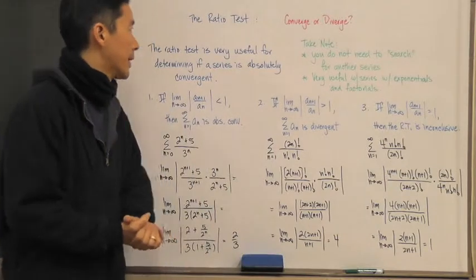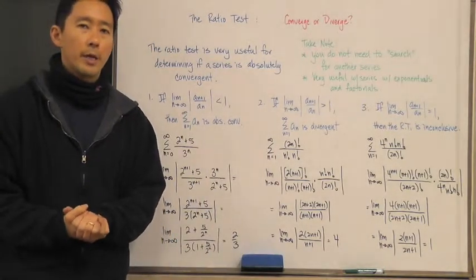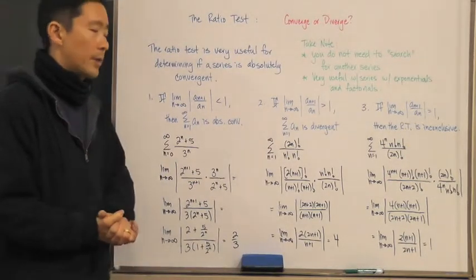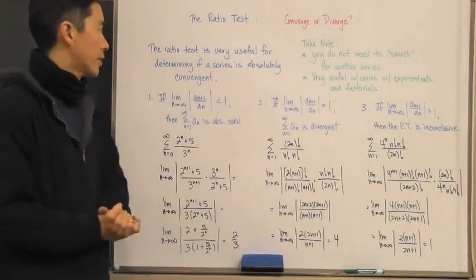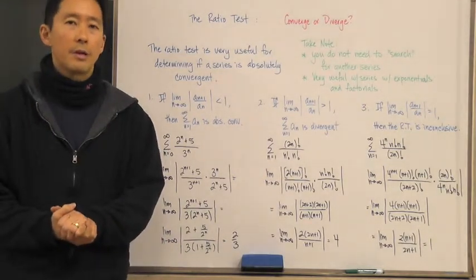Okay, hello everyone. Let's go ahead and take a look at the ratio test. Again, we are trying to determine whether or not an infinite series converges or diverges. Now the ratio test is going to be very useful for us because it's going to help us determine if a series is absolutely convergent or not.